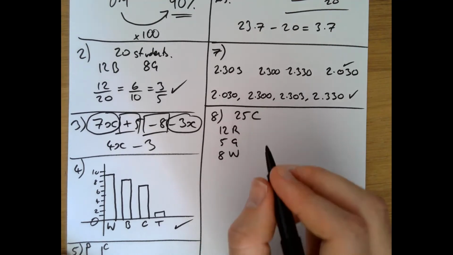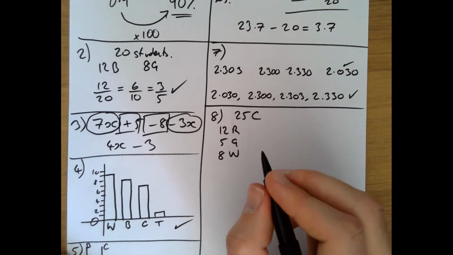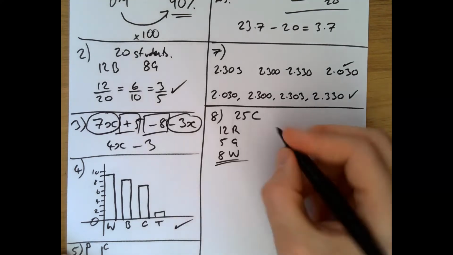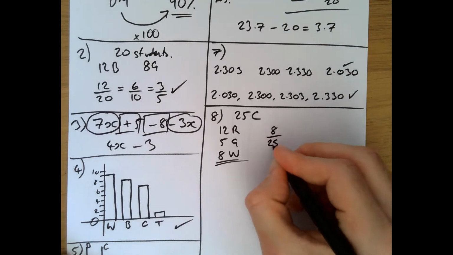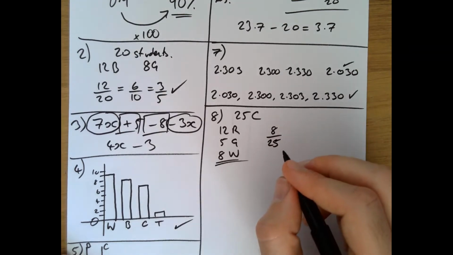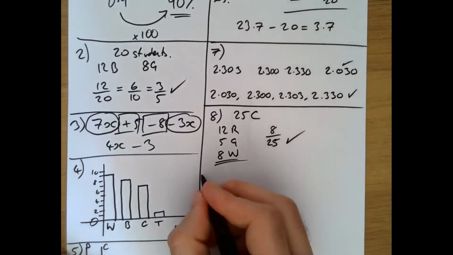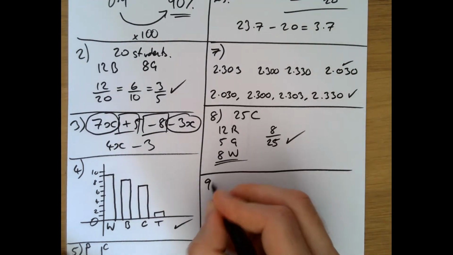The counter is chosen at random. Work out the probability it's white. Well, I've just worked it out. So it's going to be 8 out of 25. Does it say to simplify it? No. So I can just leave it like so. 9.